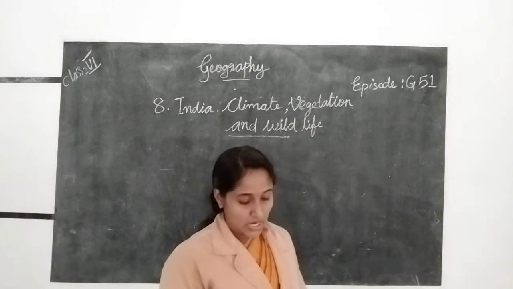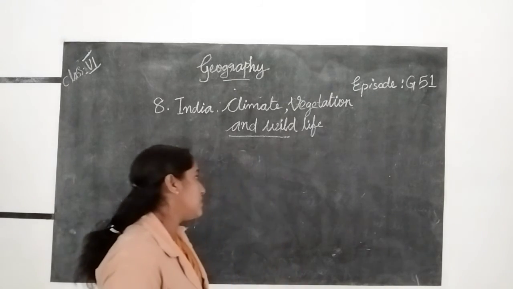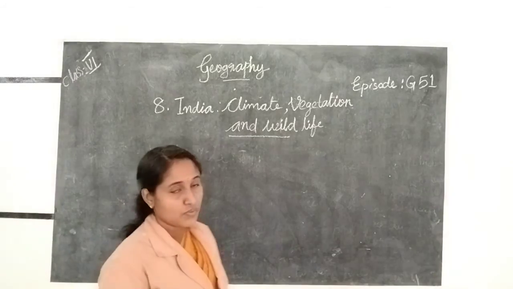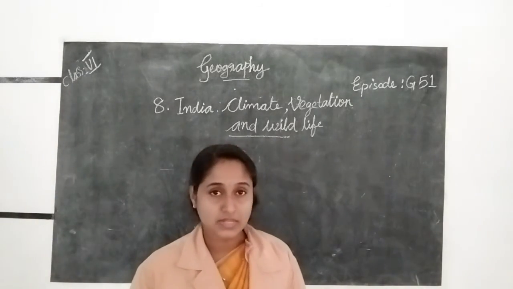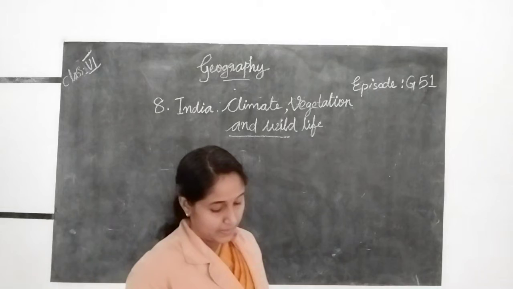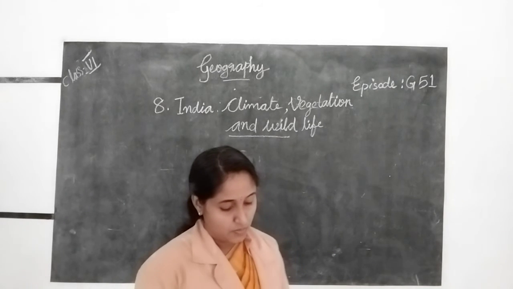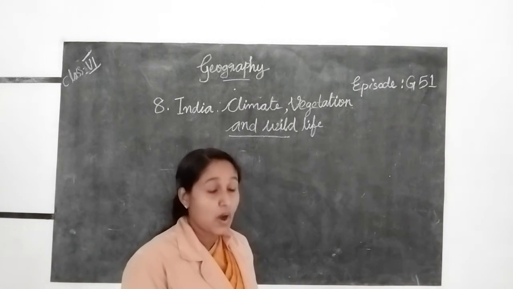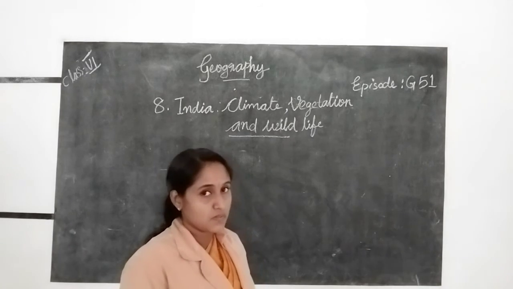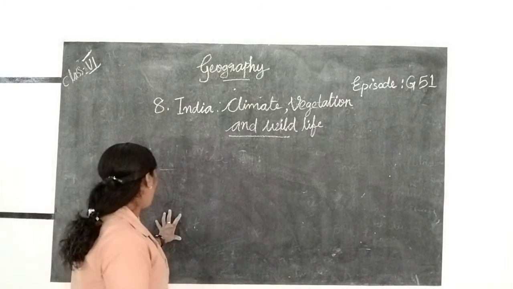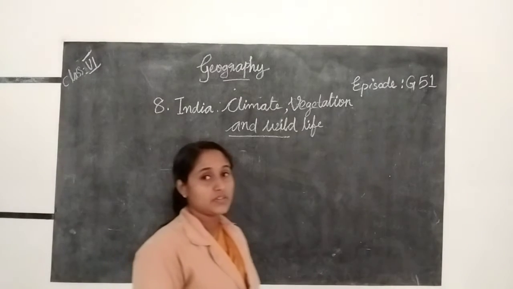Okay. So what is natural vegetation? We also discussed that natural vegetation includes all sorts of trees, shrubs, and grasses. Okay. So the next question, what are the different types of vegetation found in India? That we also discussed. We have 5 types of vegetation in our country.